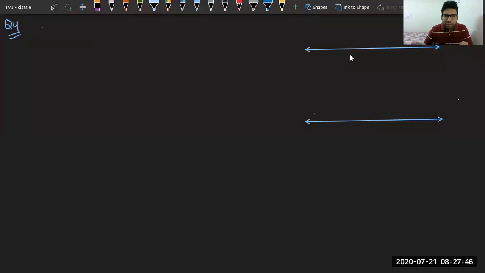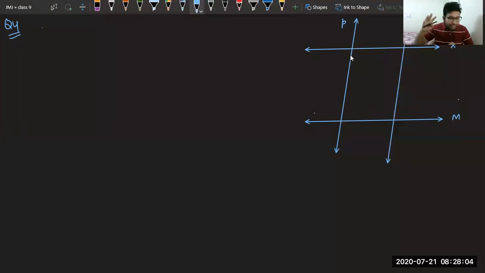L and M are two parallel lines. Then there are two others, P and Q. This is L, this is M, this is P, and the last one is Q. Questions are very easy. I'm again repeating. So we have 4 lines. L and M are parallel. P and Q are parallel. The names of the intersections are given to you, A, B, C, D.